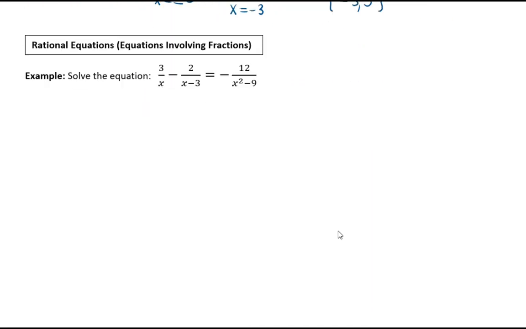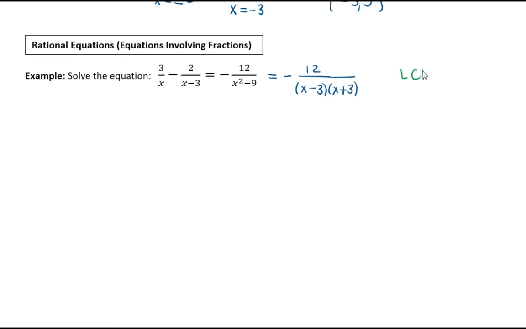But now we have a fraction. So we have x minus 3, and I mean x squared minus 9. We can write this right side as negative 12 divided by (x minus 3) times (x plus 3). Now you will find, first, it's a fraction. We have to get rid of all the denominators, so we need the least common denominator.